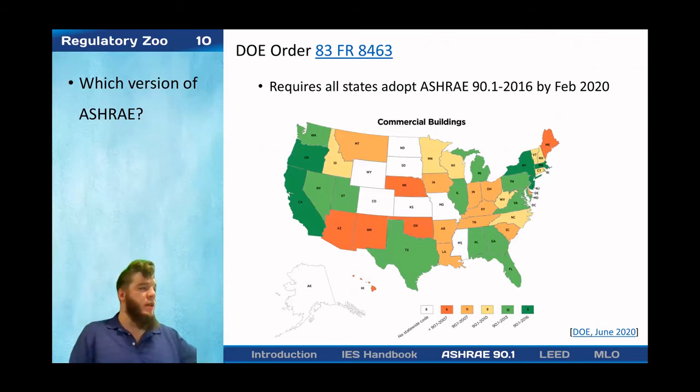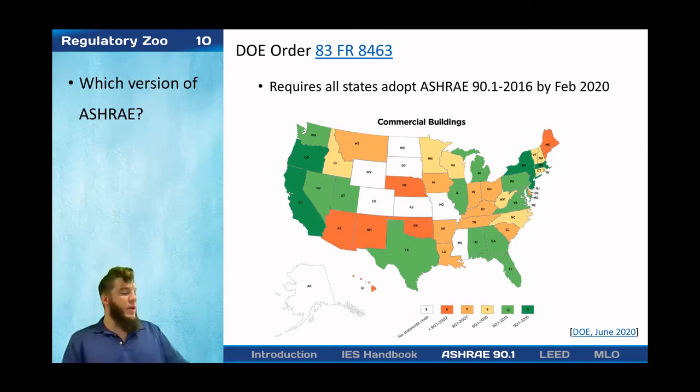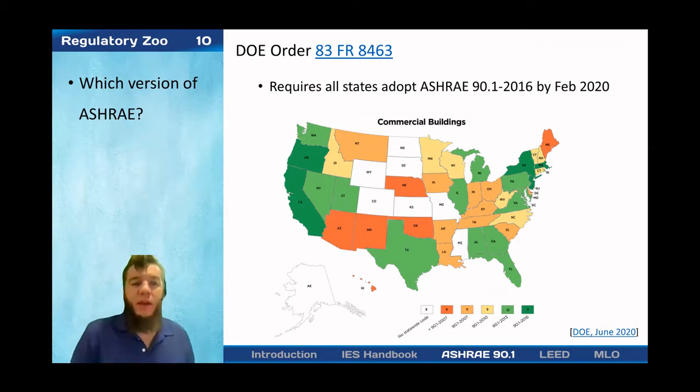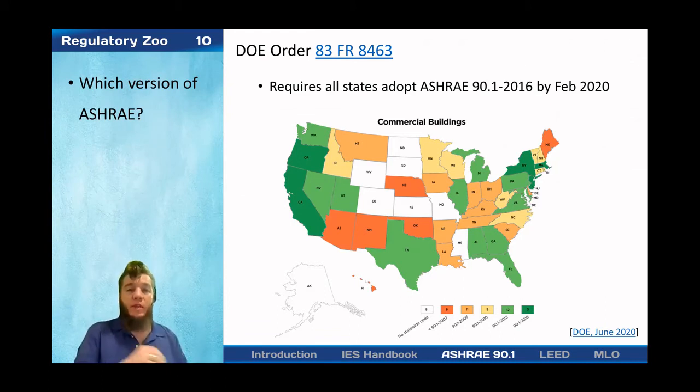Okay, let's move on from the IES Handbook for now, and let's talk about ASHRAE 90.1. Okay, so this is where things get messy. Don't worry, we have some great tools available to us to clean this up. So I'll start with this DOE order that I have linked up at top.